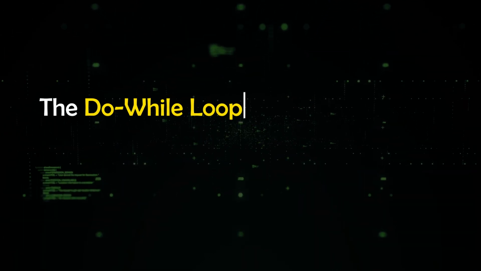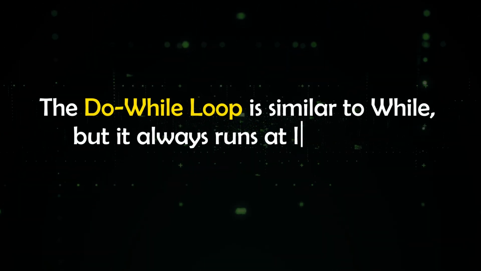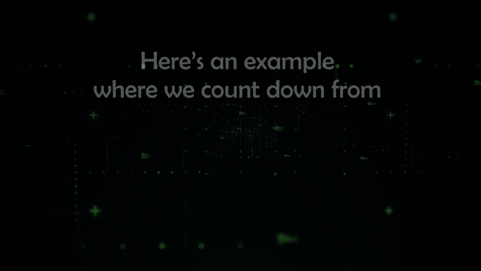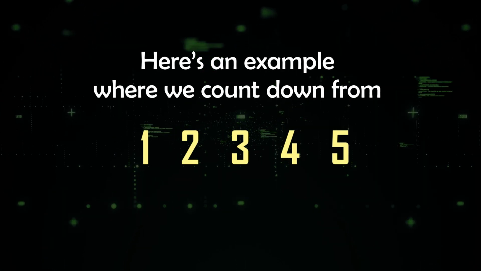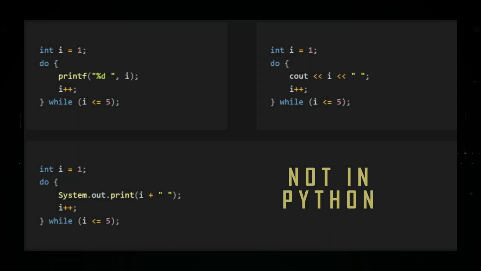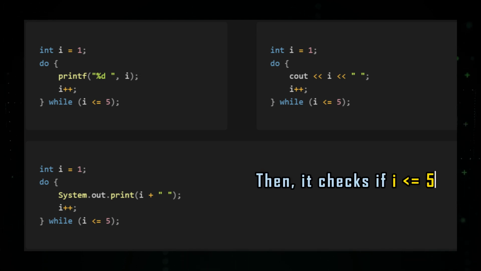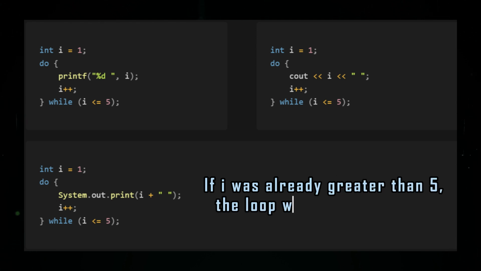The do-while loop is similar to while, but it always runs at least once, even if the condition is false. Here's an example where we print numbers from 1 to 5. First, the loop runs and prints i. Then, it checks if i equals 5 before repeating. If i was already greater than 5, the loop would still run once.